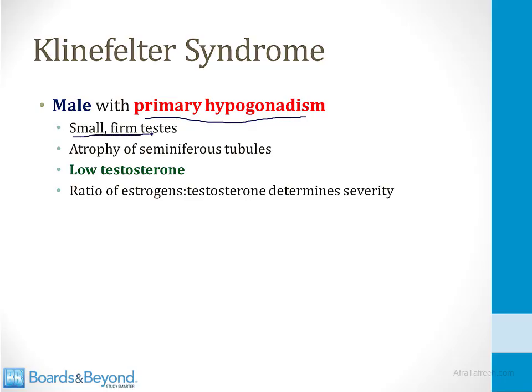They have small, firm testes. They have atrophy of the seminiferous tubules. They typically have low testosterone levels, and we'll talk more about this in a minute. And it is the ratio of estrogens to testosterone that determines the disease severity. Individuals that have two extra X chromosomes have lots of estrogens relative to testosterone, and they have more severity of their disorder.